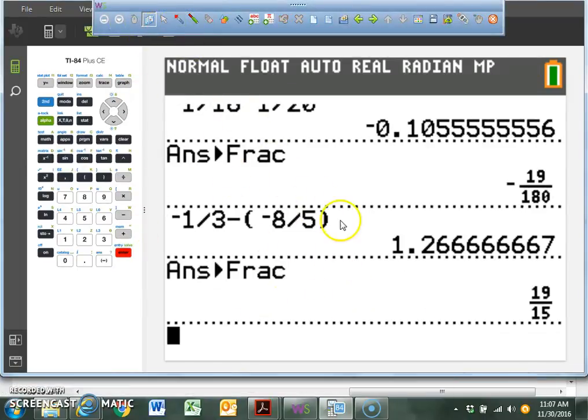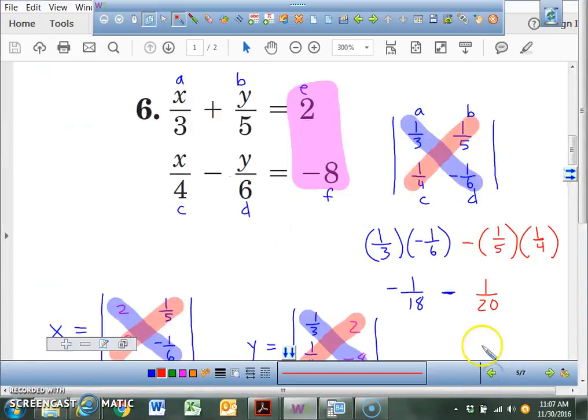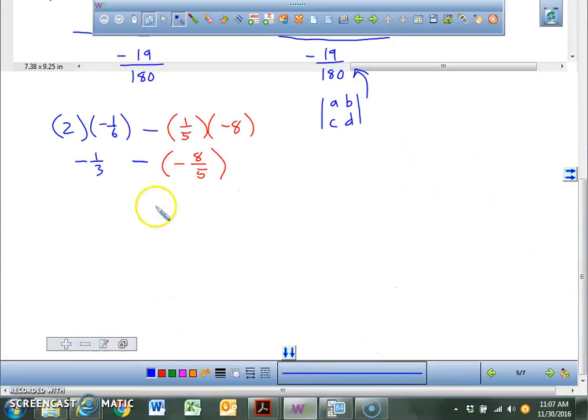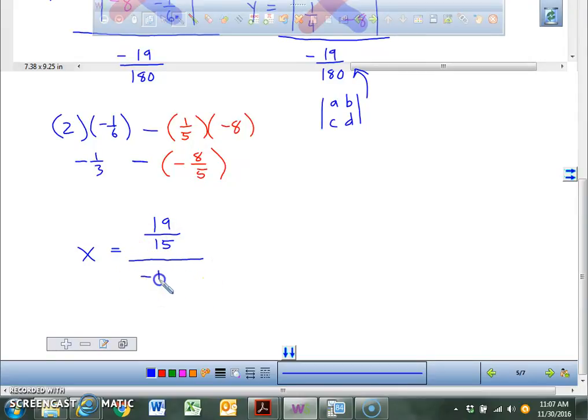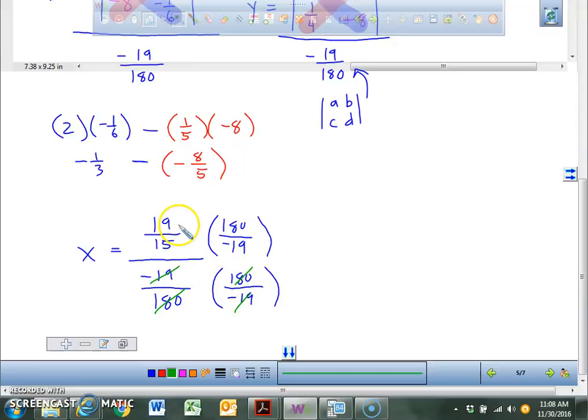19 over 15. Okay, so what is that? Where does that 19 over 15 go? x equals 19 over 15 over a negative 19 over 180. By the way, this will be the answer. If we did this by hand, here's what you could do. You could multiply both the numerator and the denominator by the reciprocal of this. What's the reciprocal? 180 over negative 19. And look what happens. The 19s cancel out. And essentially we're left with 180 over a negative 15.